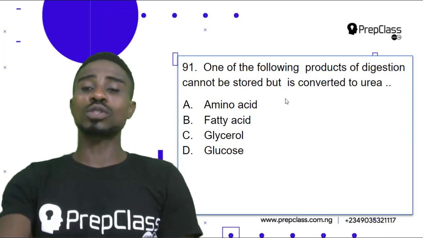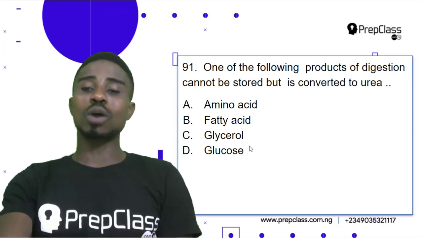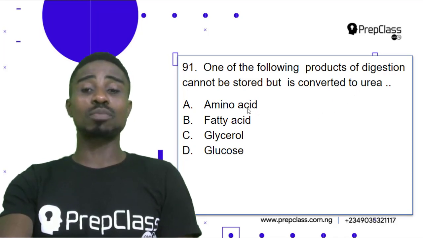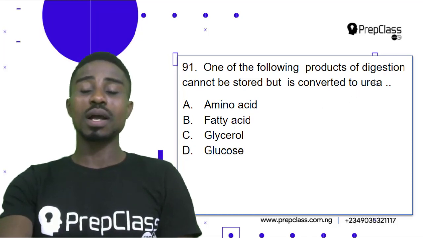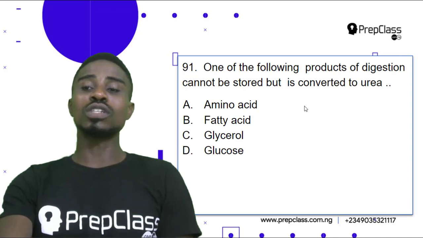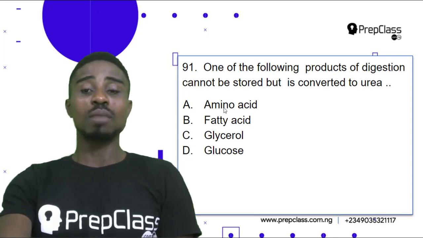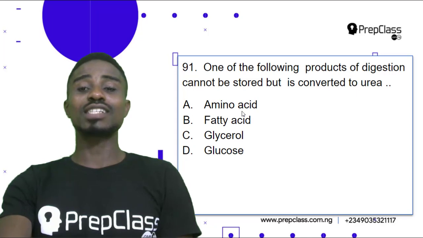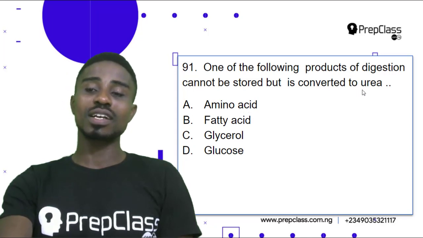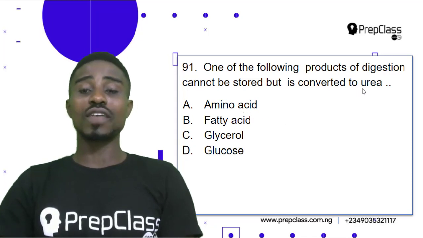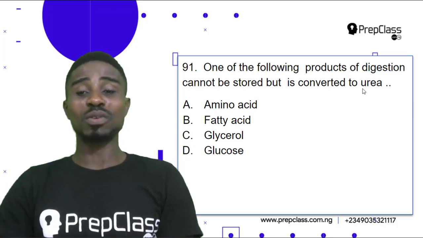Now, in looking at all of the options, you see which one of these options is related to urea. Amino acid is actually the end product of protein, and it can't be stored in the body, but it is converted to urea by the liver. So this is our correct answer, amino acid, because it can't be stored in the body and it is converted to urea by the liver. So our correct answer for question 91 would be option A, amino acid.